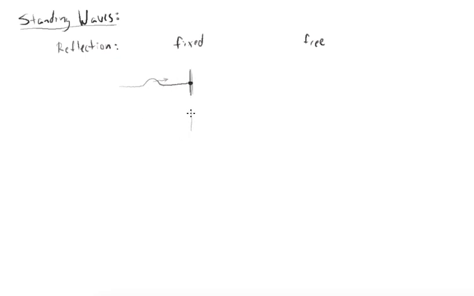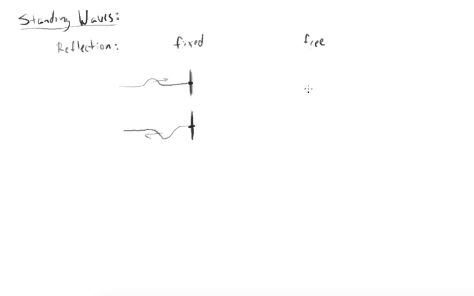Well, for a fixed boundary, let's redraw our pole here, same pole, it's attached here. When the wave hits it, goes in, hits it, and reflects back, what happens is it reflects inverted. Okay, it inverts. Crests become troughs and troughs become crests. They flip over. All right?